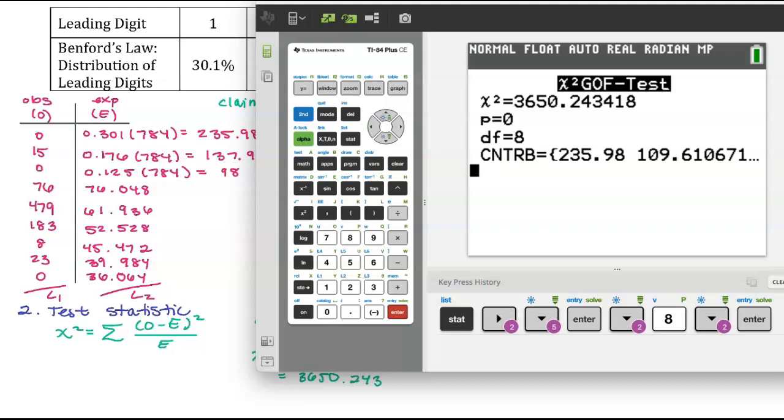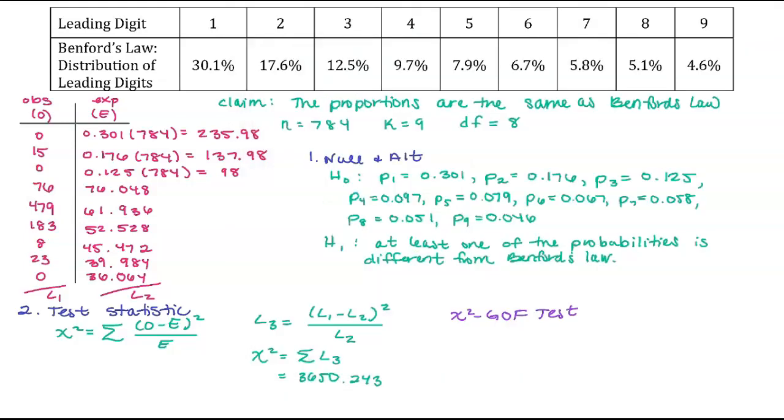Let's take this back to our example. The chi-squared goodness of fit test required that we input our observed values, which we have in list 1, and our expected values, which we placed in list 2. We also needed to enter our degrees of freedom equal to 8. This gave us our chi-squared test statistic of 3,650.243. It also gave us our p-value, which we'll use in the next step.